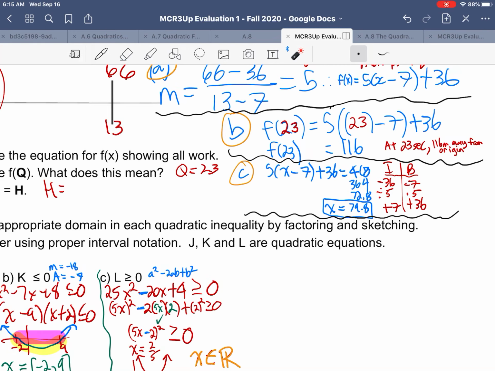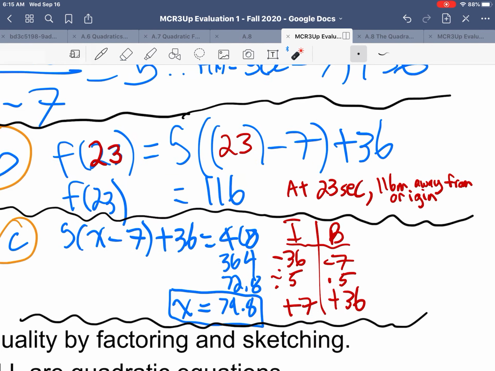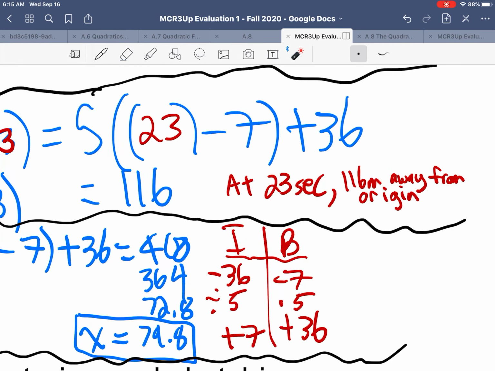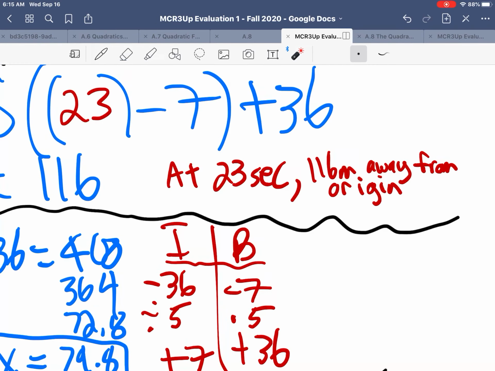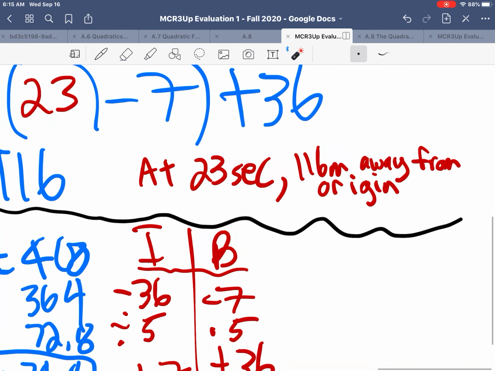Part B says, sub in 23 to the equation, find f at 23, and explain what it means. So I've done that here. I substituted in 23 for x. The answer turns out to be 116. Then it asks you what that means. So what it means is that at 23 seconds, they're 116 meters away from the origin.